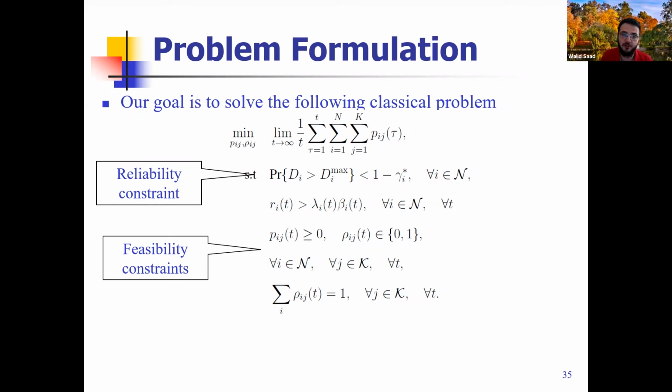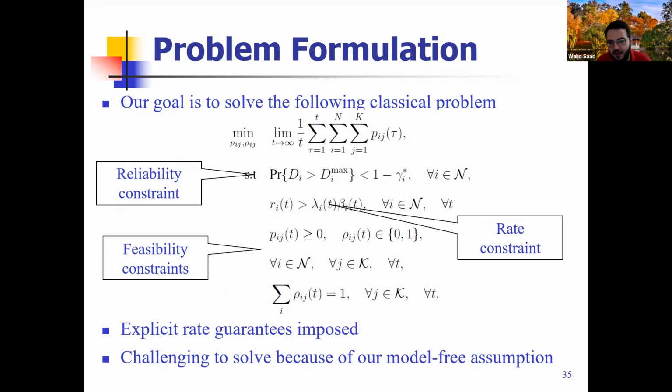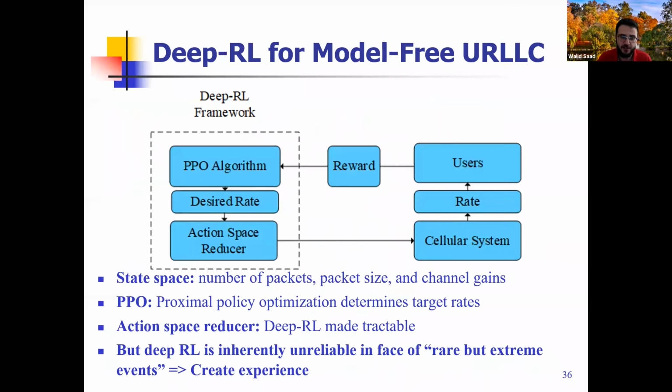We assume we don't have a model, so we still want to solve this problem in a model-free way, and it's a very clear motivation to use deep RL, because we want model-free. The problem is complex because of this constraint. So what was the deep RL framework? At the heart of it was a classical deep Q network, combined with a PPO algorithm as well. We did two tricks.